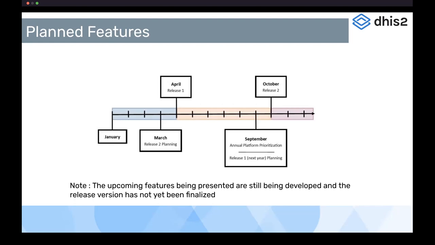The DHIS2 roadmap is now part of the DHIS2 website. So you can see the roadmap diagrams, and you can see what features are planned for which release, and then you can plan your upgrades based on the roadmap timeline, which has been designed based on the features which your implementation needs.